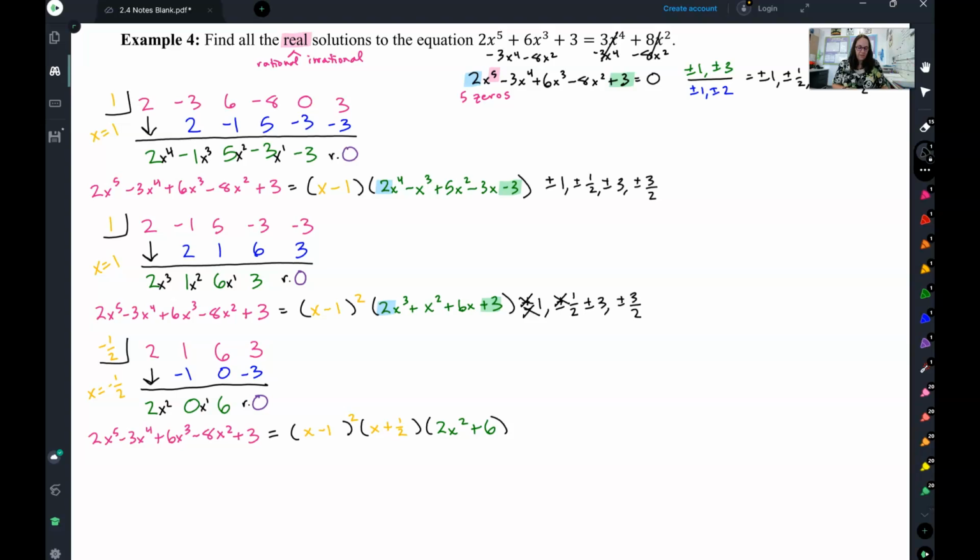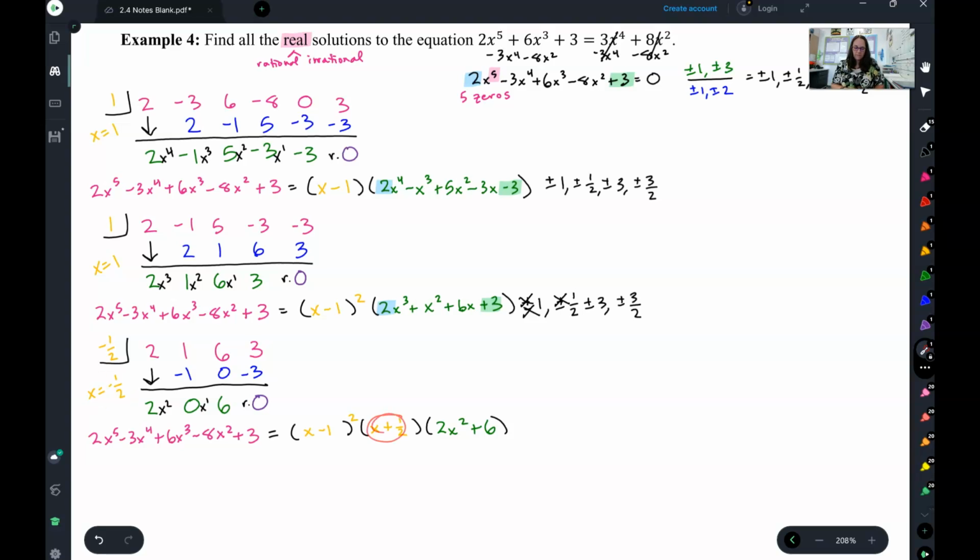Let's see how you did. Same list of possibilities. I tried +1 and I didn't get a remainder of 0. I tried -1 and I did not get a remainder of 0. I tried +1/2, didn't work. And then I tried -1/2 and that one did work. That gave me a remainder of 0. So x equals -1/2 is a root.